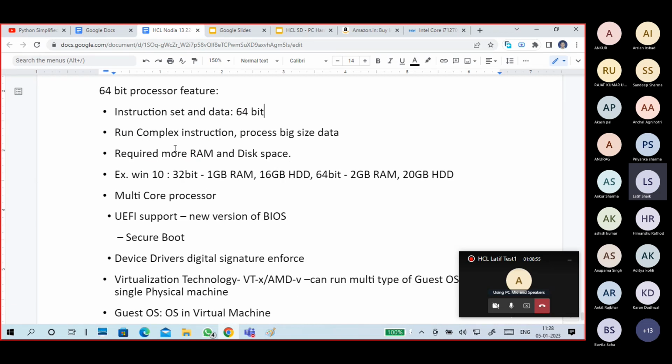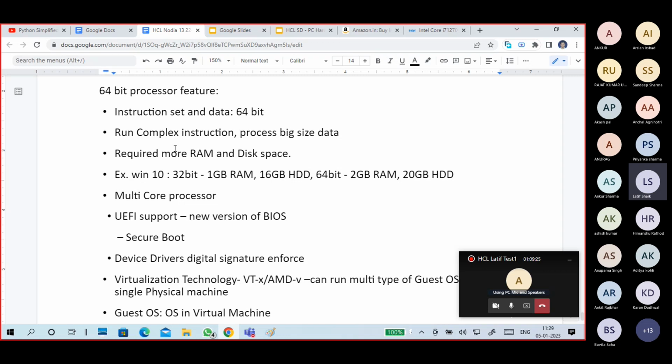64-bit means the size of a single instruction is increasing, meaning you can write more complex instructions. Normally you can do A plus B. That is like first class, second class, you do plus and minus operations, right? Simple instructions, A plus B, A minus B. Now, complex means a little higher than that.